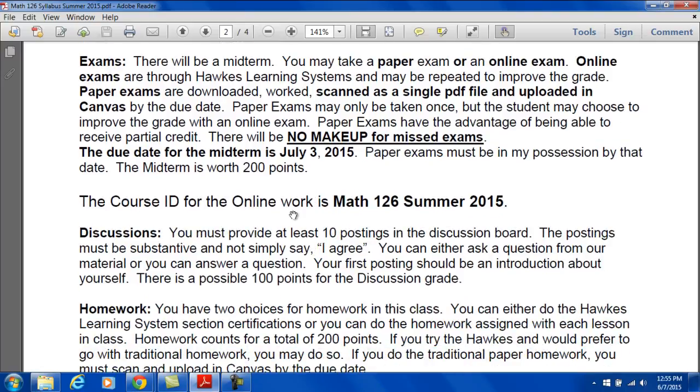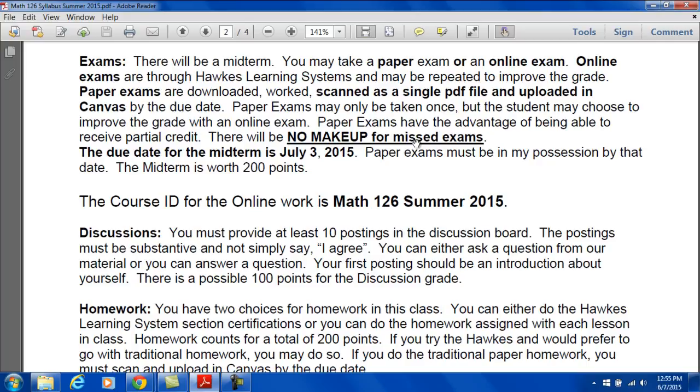The course ID for the online work is Math 126 Summer 2015. It's all set up inside of Hawks Learning System. So if you're going to go online, you go to WNC PRC, and then you are able to get in there, get set up in the class.